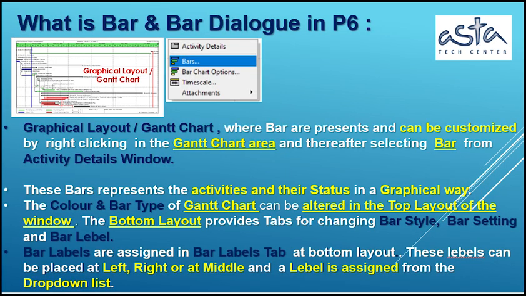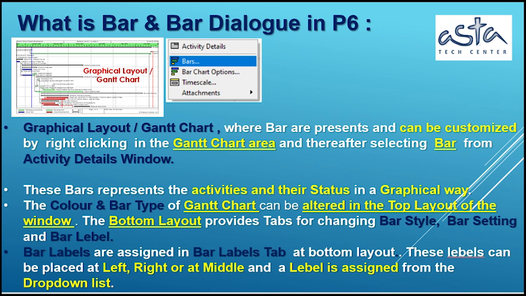What is bar and bar dialog in P6? In the graphical layout or Gantt chart, the bars or presence can be customized by right-clicking in the Gantt chart area, and thereafter, selecting Bars from the Activity Details window. These bars represent the activities and their status in a graphical way.